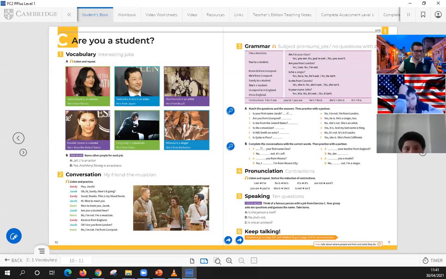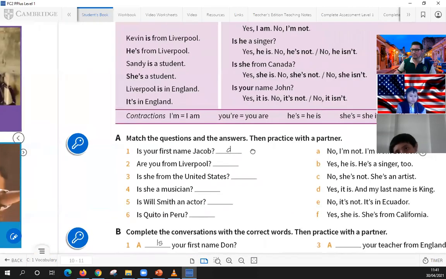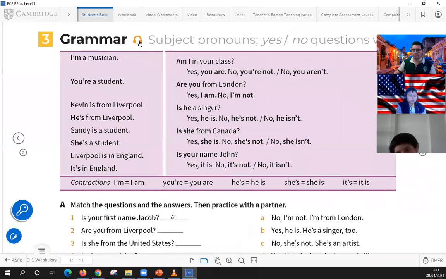The question that says, are you a student? We were learning about the grammar of the subject pronouns. Then we were learning about the yes and no questions. So I'm gonna play this audio for you.